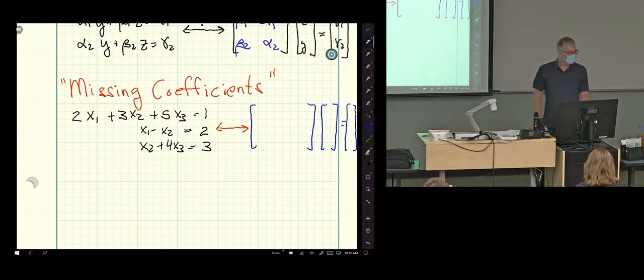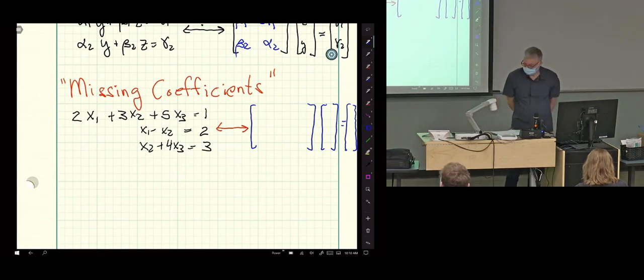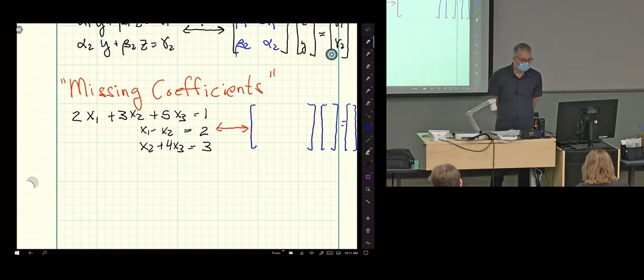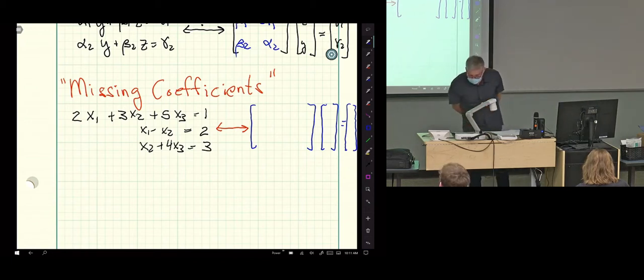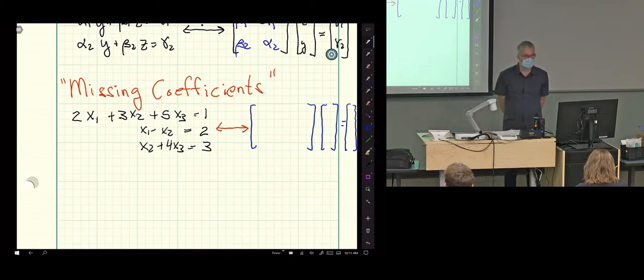Professor? Question? Yeah, I have a question. How did you get 2 and 3 from x1 minus x2 and then x2 plus 4x3? So these are just my equations that I just made up. I don't know if everybody heard the question. How did I get the 1, 2, and 3 when I did x1 minus x2 equals 2 and x2 plus 4x3? So I'm taking the equations on the left-hand side as just somebody gave me a set of linear equations that I need to analyze.